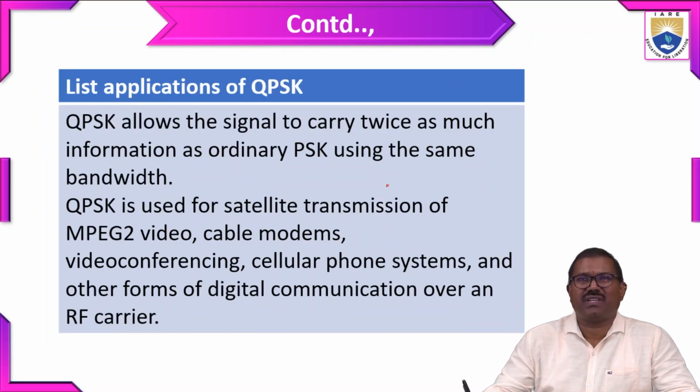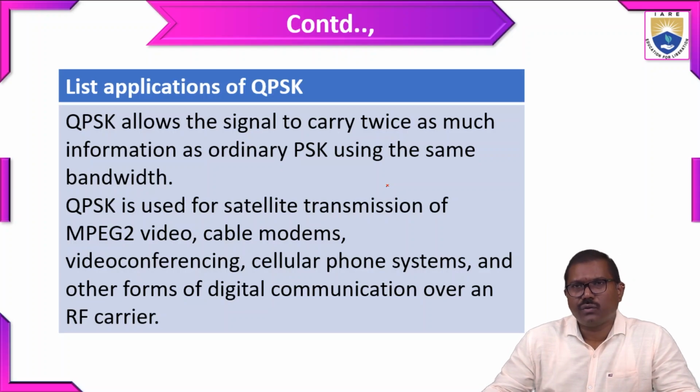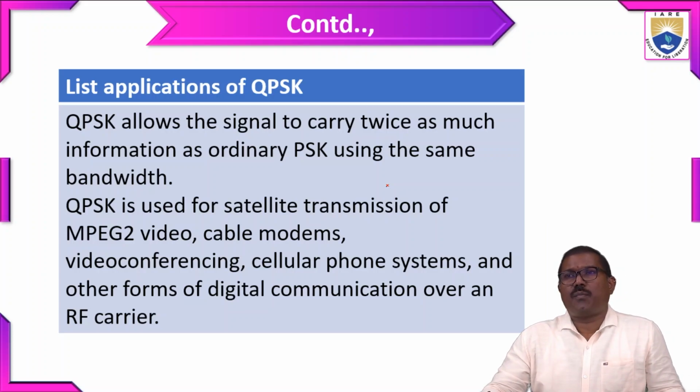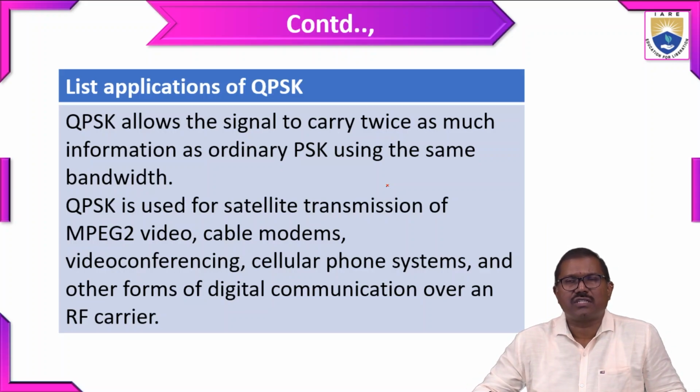List applications of QPSK. QPSK allows the signal to carry twice as much information as ordinary PSK using the same bandwidth. Already discussed. QPSK is used for satellite transmission of MPEG-2 video, cable modems, video conferencing, cellular phone systems, and other forms of digital communication over an RF carrier. So these are the applications of QPSK. The more frequently used digital modulation technique is QPSK.